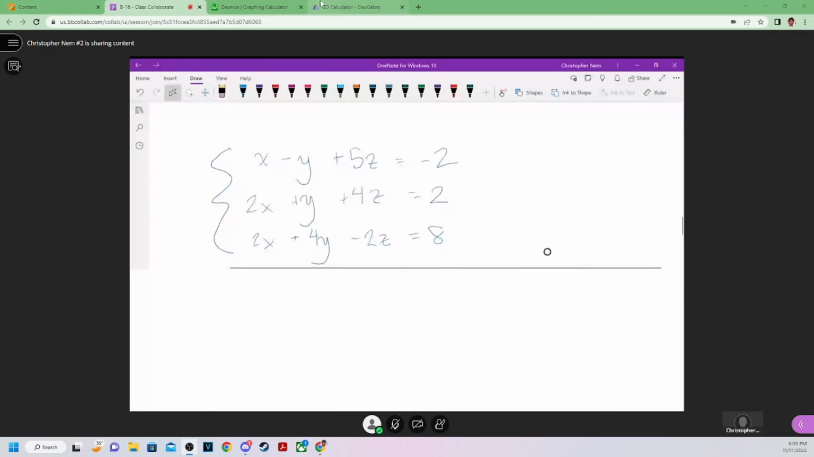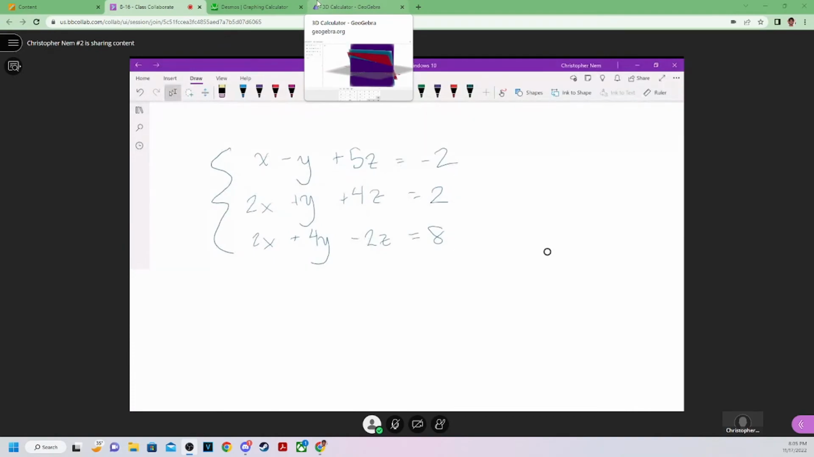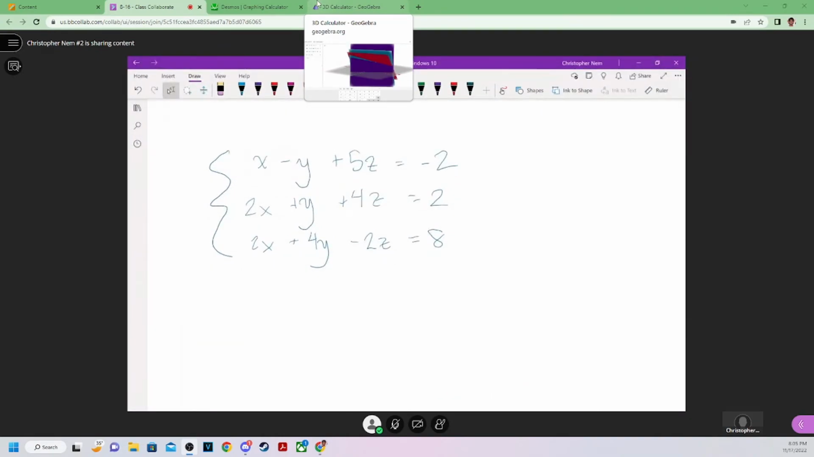So I noticed already that the first equation is actually good to go. Our first equation is very nice. The leading variable is x. The leading coefficient of x is 1. So it is already in triangular form. The second equation is what we need to fix.